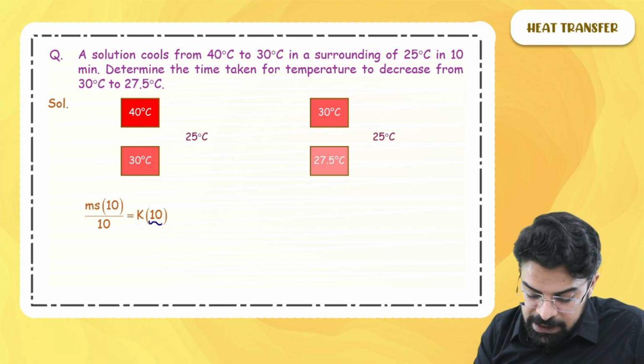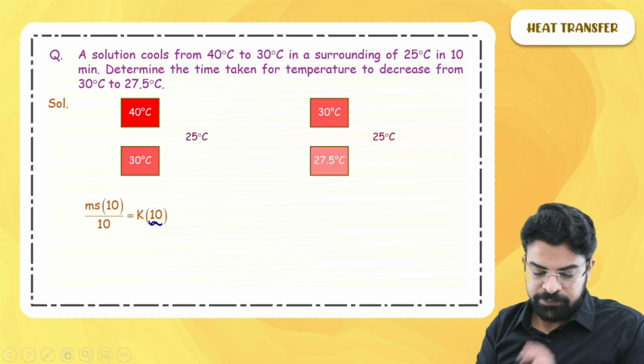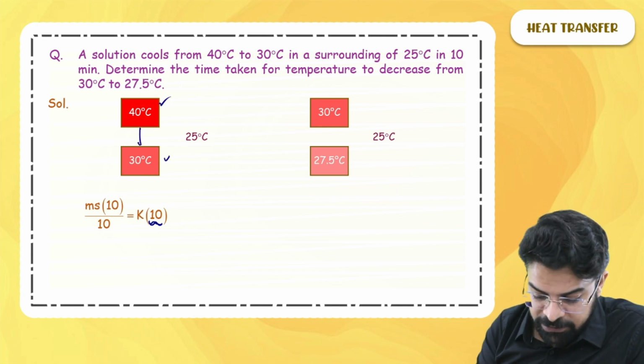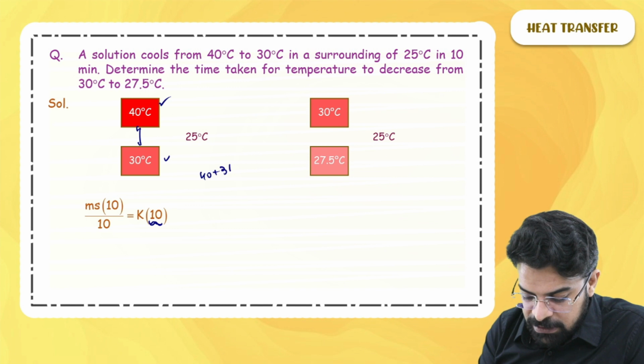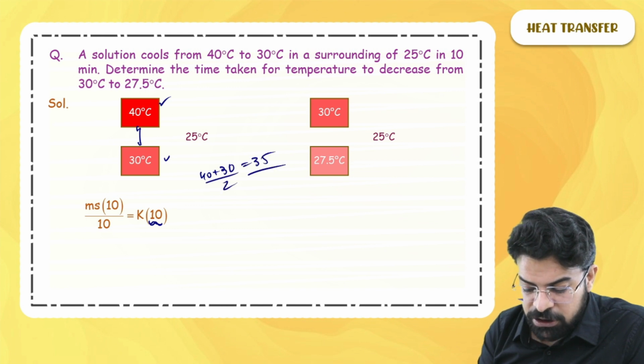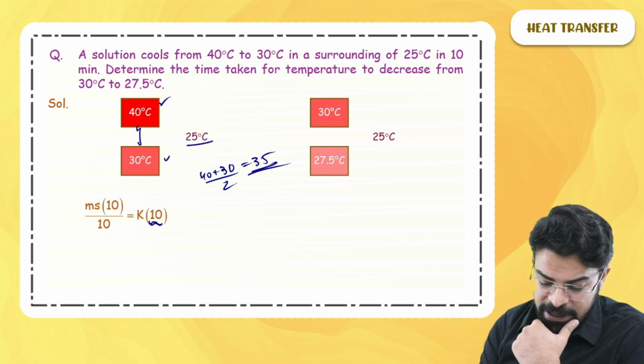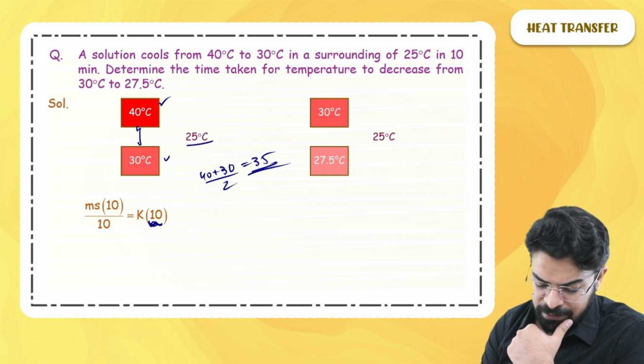Sir, how do you know that the average temperature difference is 10? Easy. Initial temperature 40, final temperature 30. So the average temperature will be 40 plus 30 by 2, that is 35. So the average temperature difference between the body and surrounding will be 35 minus 25, that is 10. That's why I have written 10 here.